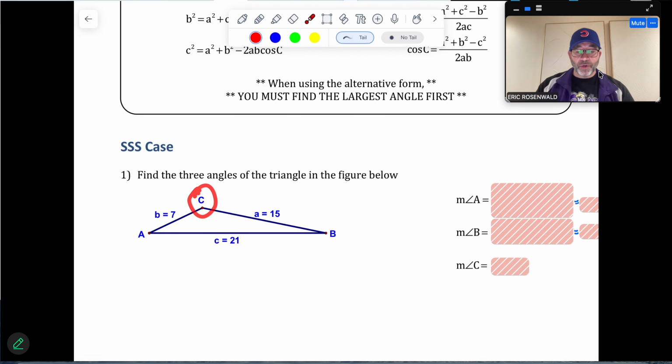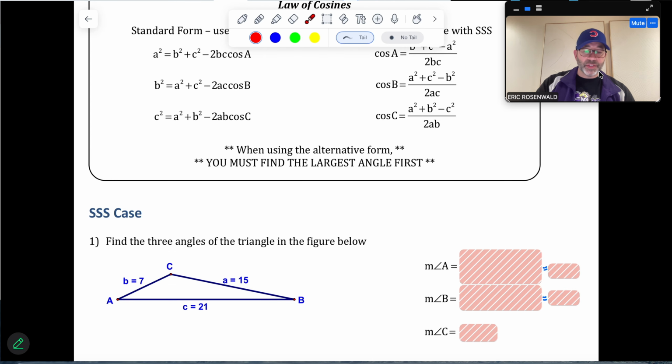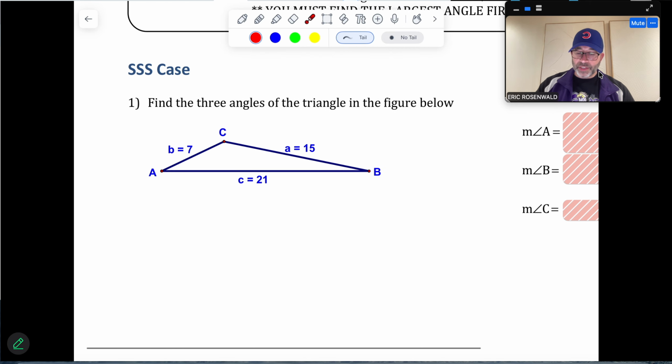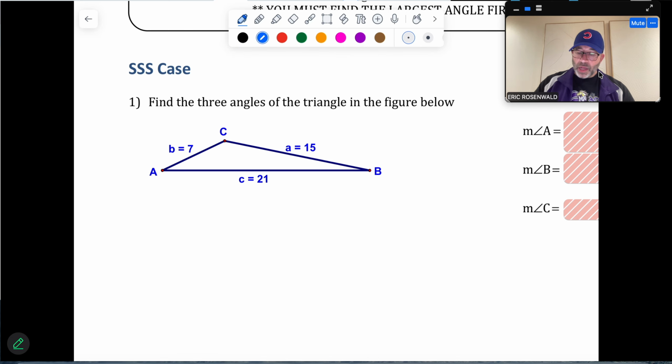Well, now look at the formula here. Which one helps me to find angle C? That's this guy right here, okay? So in order to find angle C as my first angle, we're going to go ahead and set up the law of cosines here, which means when I set this up, we're going to have 21 squared. That's the c squared. So this will be c squared is equal to a squared plus b squared minus 2ab cosine of c. And just plug in the values.